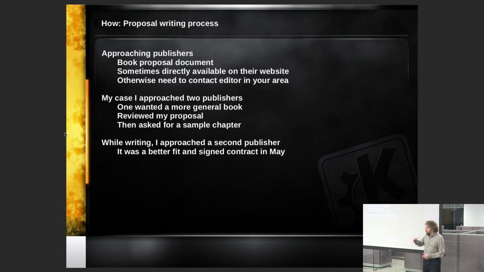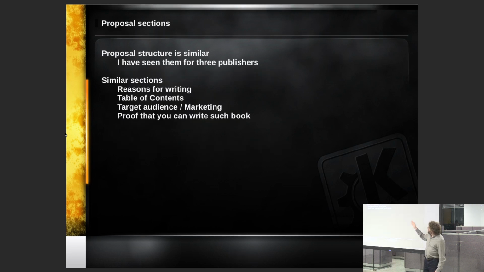So once I have the table of contents, I can start approaching publishers. When you tell them you want to write a book, they will send you a template for the book proposal. Some may ask you for a sample chapter, and I went through a few, and in the end I decided to settle for Cambridge. Most proposals are the same. They basically want to know your reasons for writing, the table of contents, the target audience, marketing ideas, and proof that you can write the book.